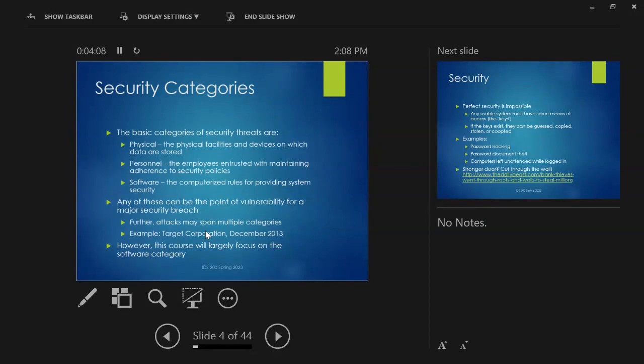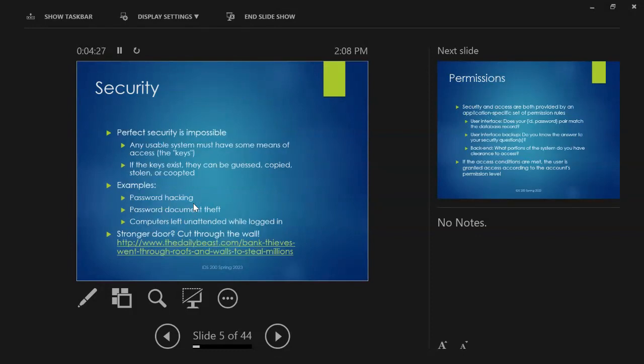Personnel: the guy's not supposed to open an attachment from an unexpected source, right? Maybe his antivirus was down too. Software: Target failed in all sorts of basic security things too. And of course, there had to have been some vulnerabilities in the software for the guys to do what they were doing. So, all right.